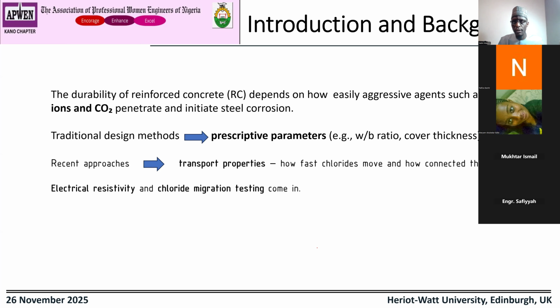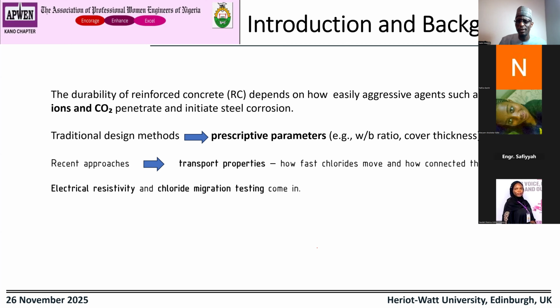The time that the aggressive agents take to pass into the concrete, we call it initiation. After initiation, the corrosion starts. We call that step propagation. So now I want to discuss durability.